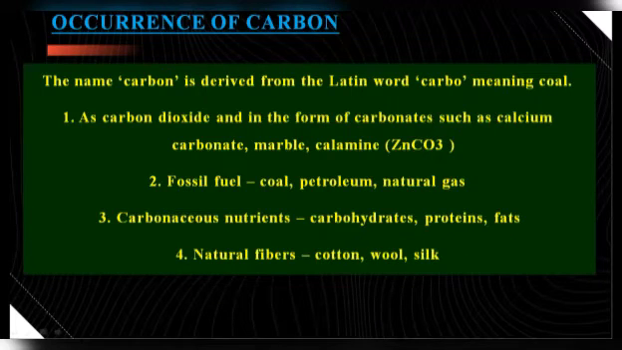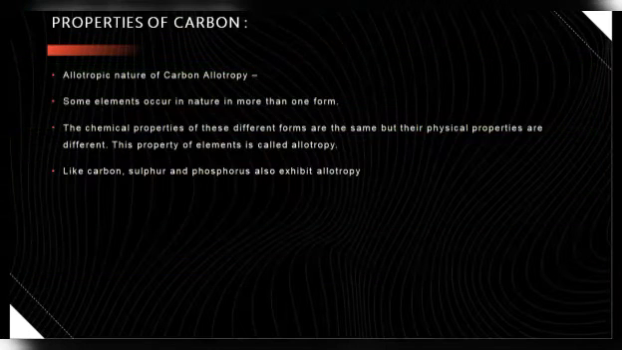Now let us look at how carbon occurs in nature. The word carbon comes from the Latin word carbo, which means coal. In the Earth's crust, carbon is present to the extent of approximately 0.27% in the form of carbonate, coal, and petroleum. Let us now look at the properties of carbon.